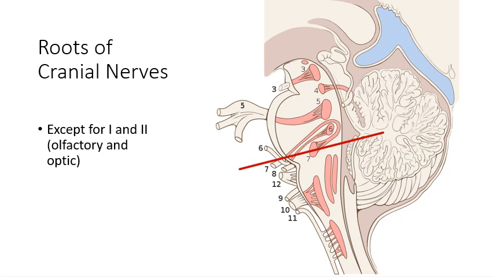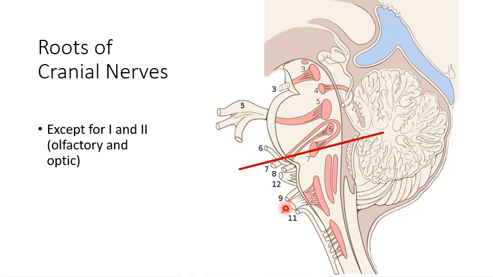So the cranial nerves all come out of the brain, and most of them have their roots in the brainstem. So that means that in the brainstem, for these nerves, you have kind of bundles or groups of cell bodies that send their axons out along the nerve. So that's kind of shown in this diagram here.